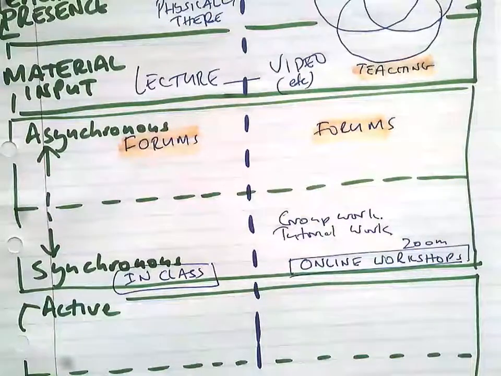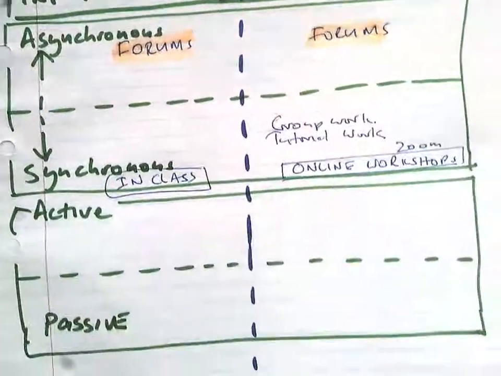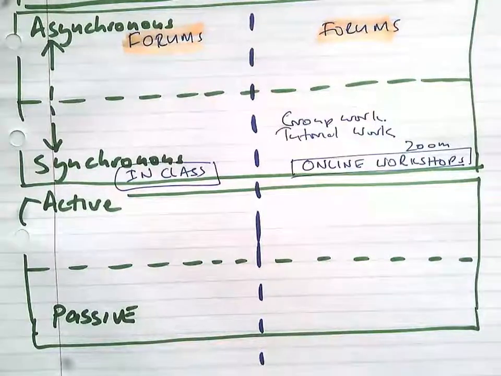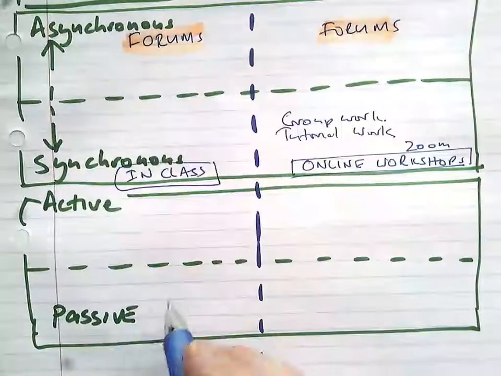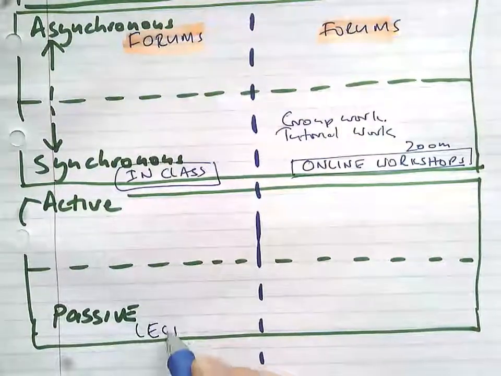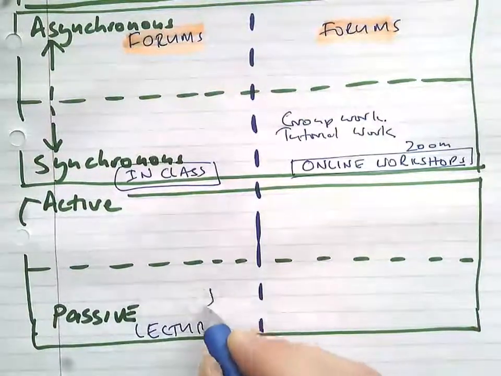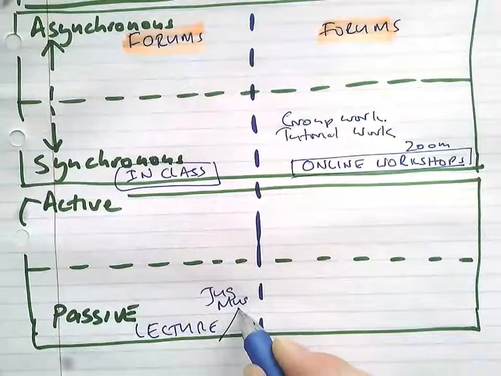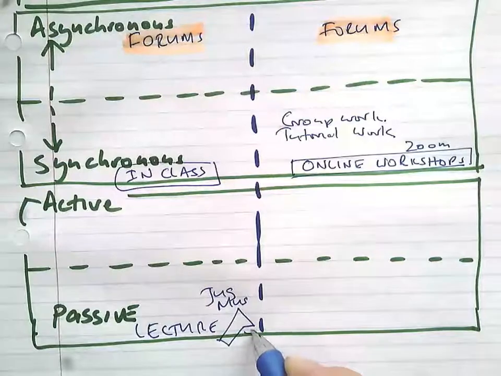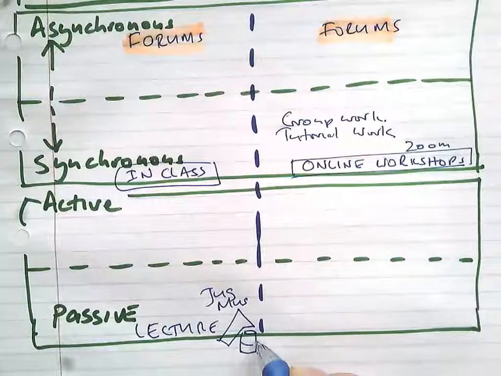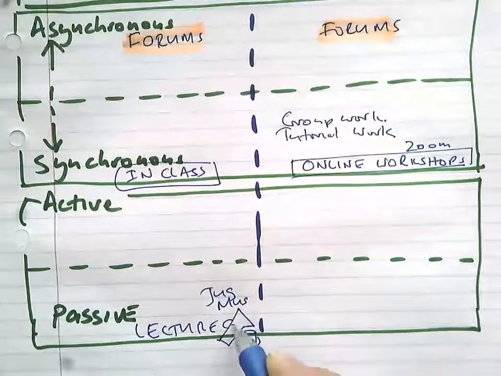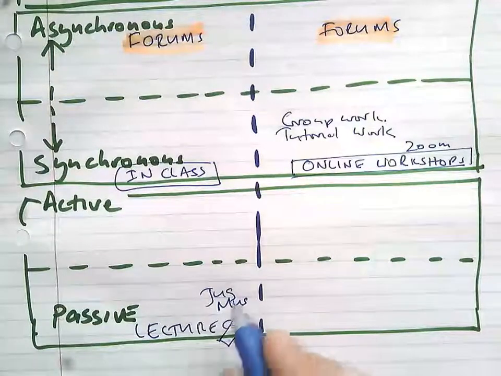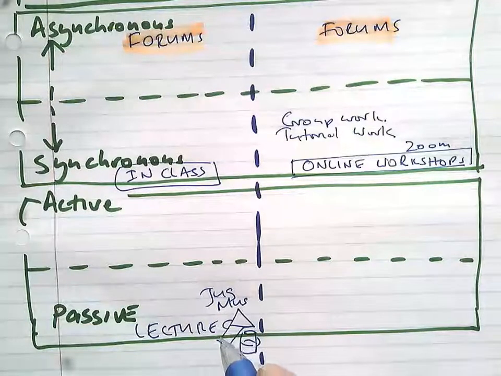Now, finally, looking at active or passive. The ultimate, probably, in face-to-face passive is the lecture, the jug and mug model. So there we have our jug pouring knowledge into the cup and mug of the student. Not a good model necessarily, might use it sometimes.